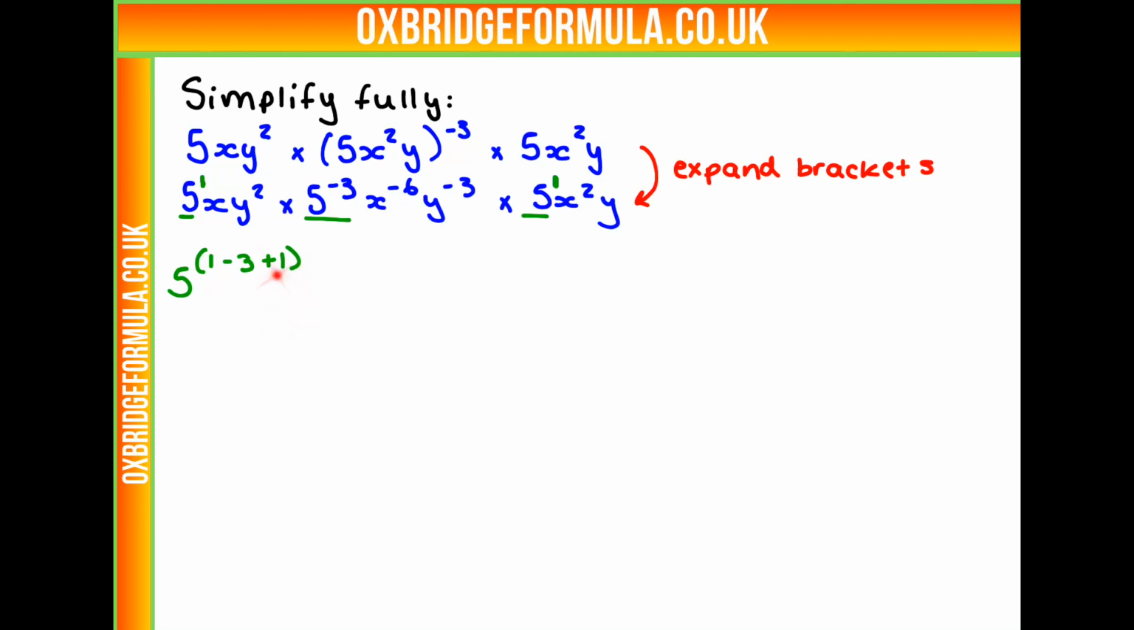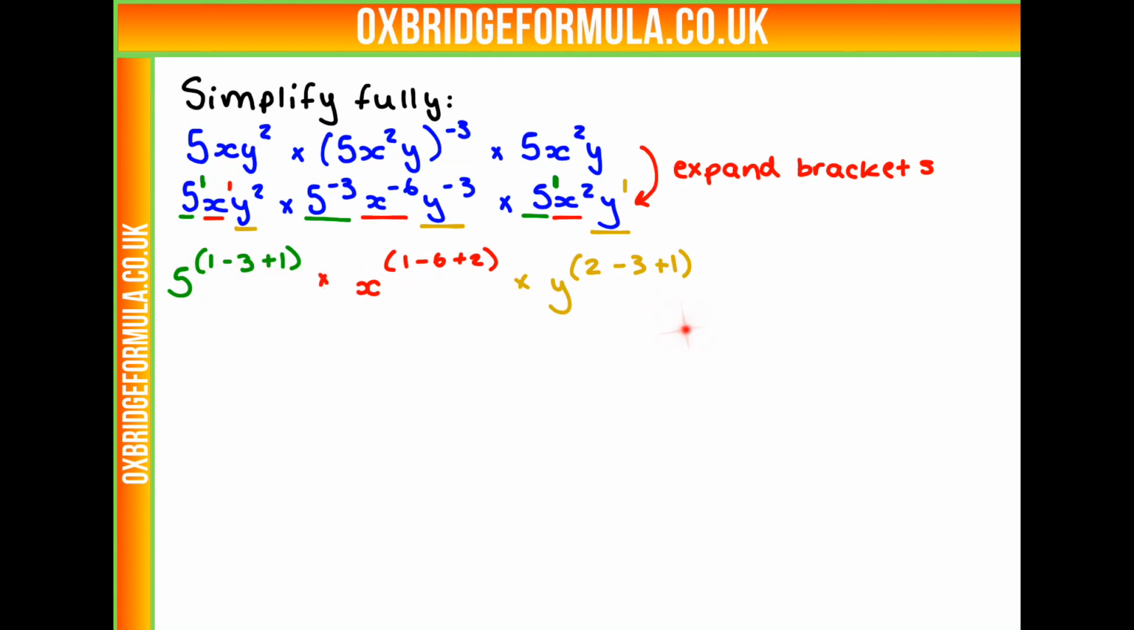And if we do that with the other terms, so let's use x. Again, we've got x to the power of 1 here, minus 6, and then 2. So it's going to be x to the power of 1 minus 6 plus 2. And then finally, with our y's, we've got 2 and minus 3, and then a 1 there as well. So that's going to be y to the power of 2 minus 3 plus 1.